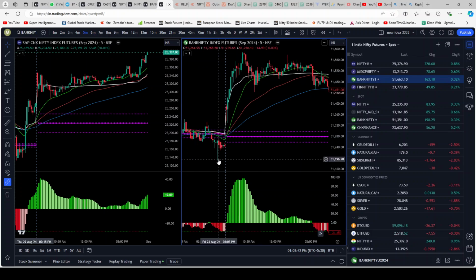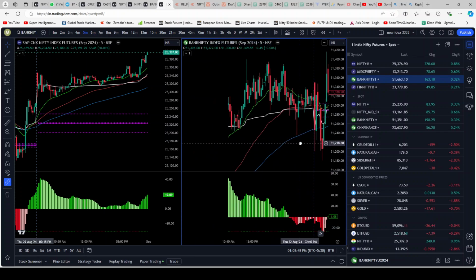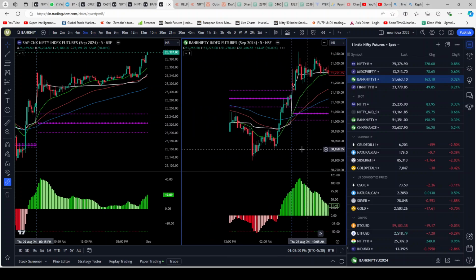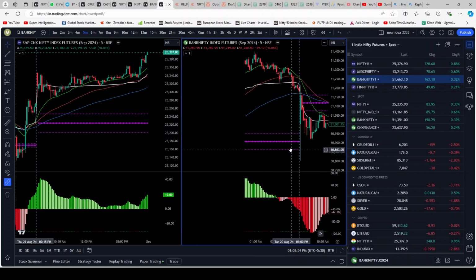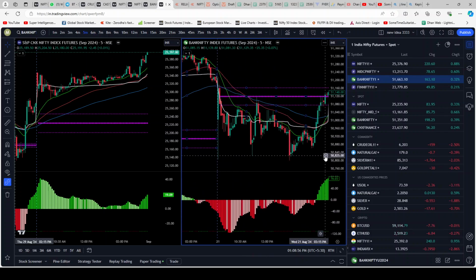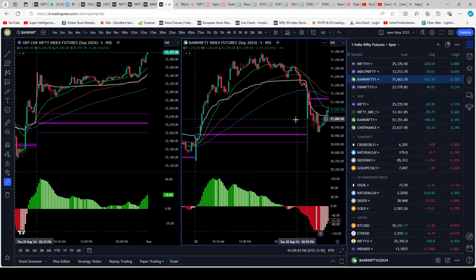This day opened, everything opened above the CPR, above all the moving averages and everything. This is a sideways day. This will be a tough day to trade. However, over here towards the very end, it's breaking everything and going up.